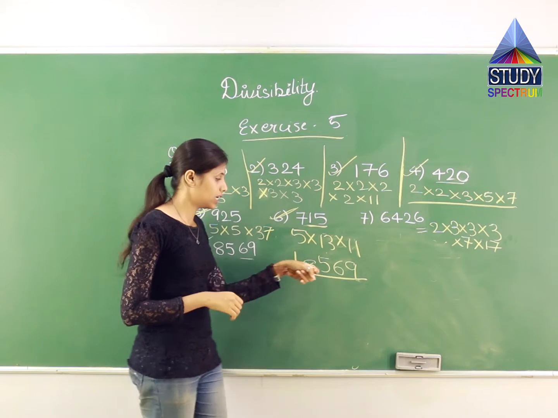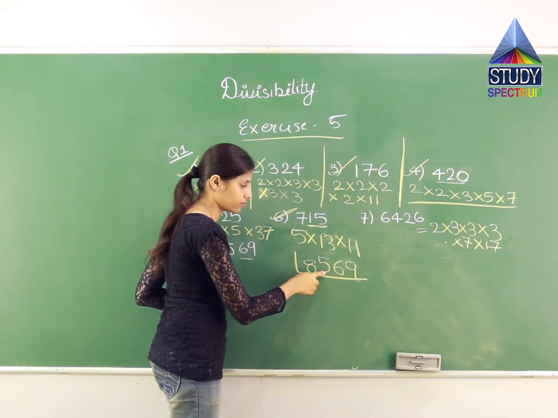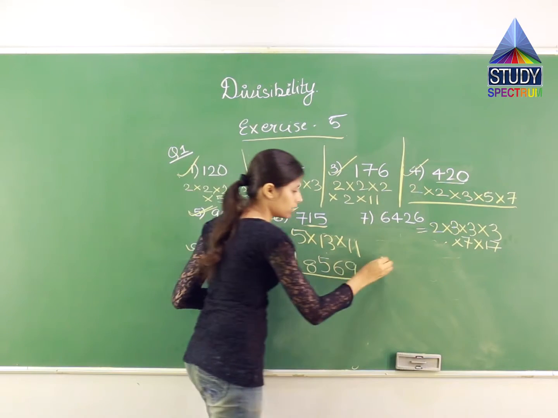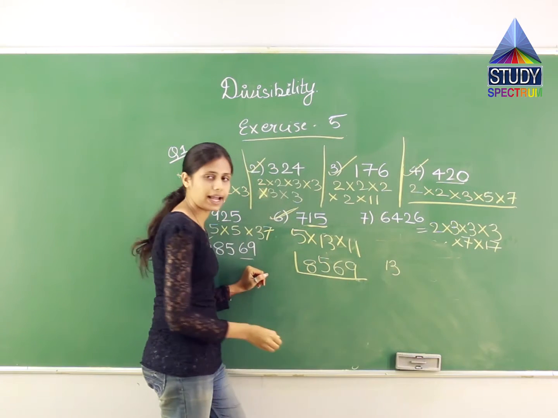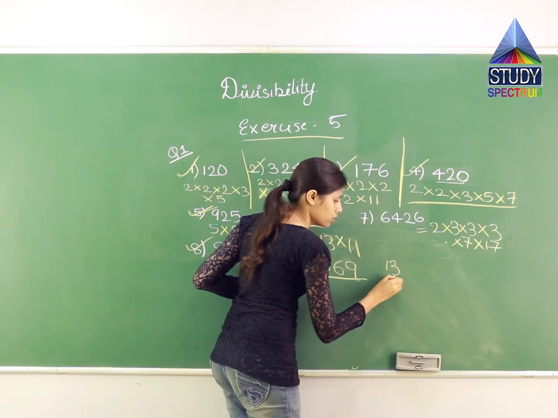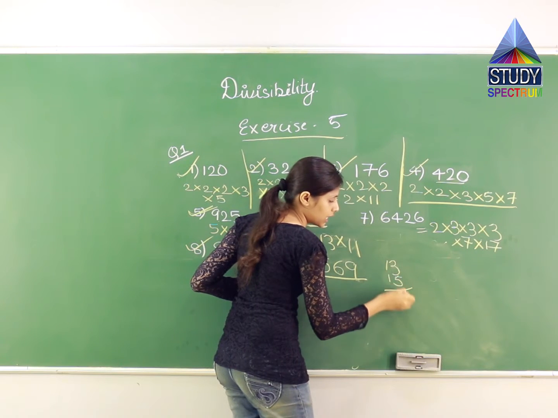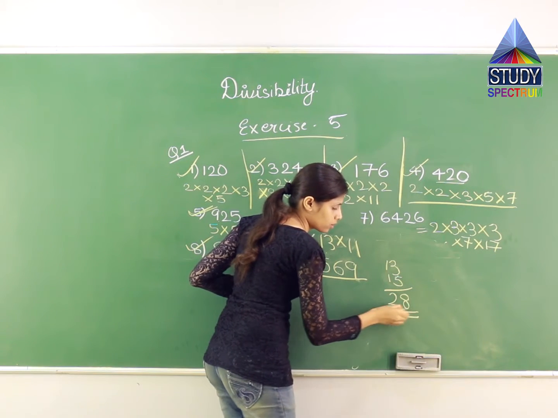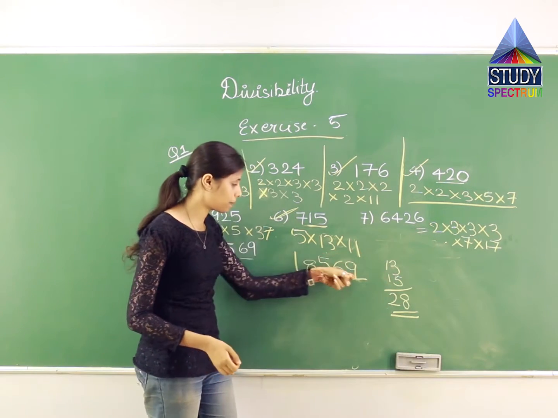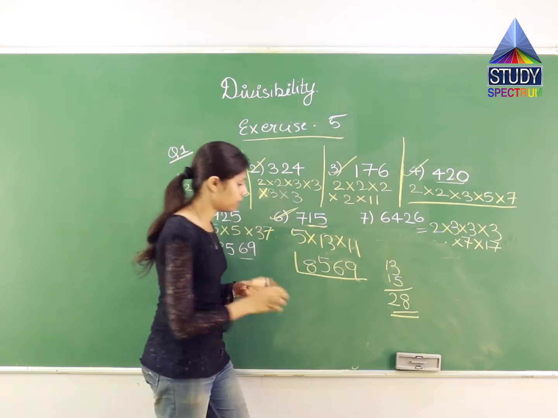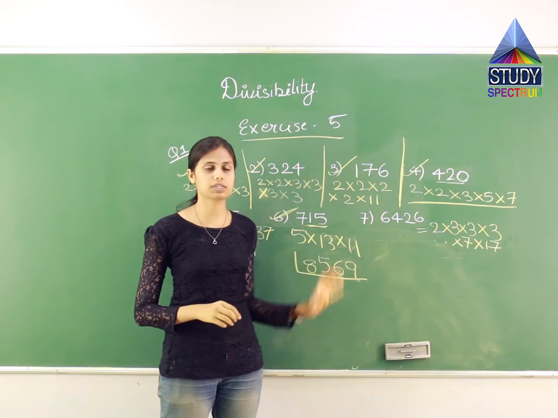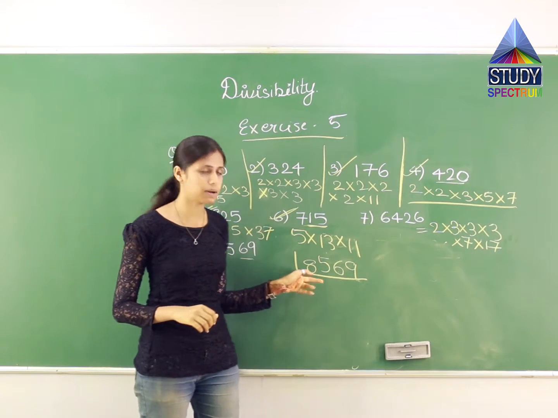Then what is the option left? 3. Let us check. 8 plus 5 gives me 13. And 6 plus 9 gives me 15. Adding both, I get 28. 28 is not divisible by 3, so this entire number is also not divisible by 3. It is not even divisible by 9 because 28 is not divisible by 9. So this entire number will also not be divisible by 9.